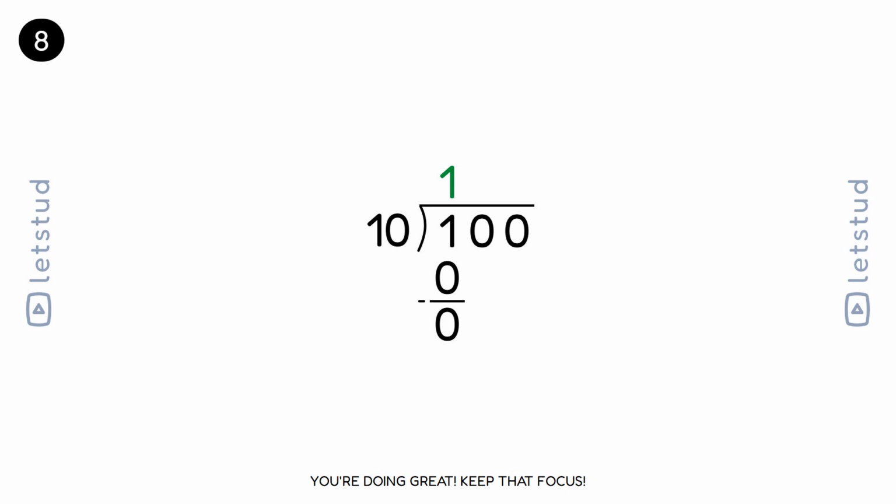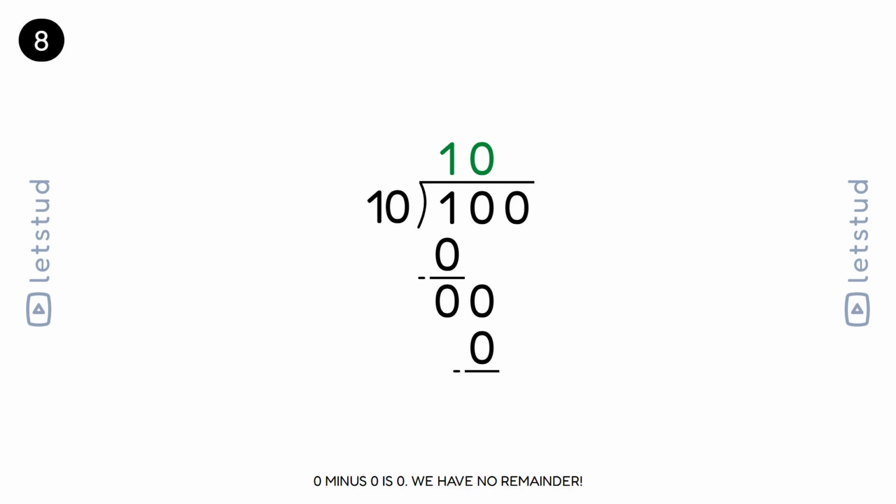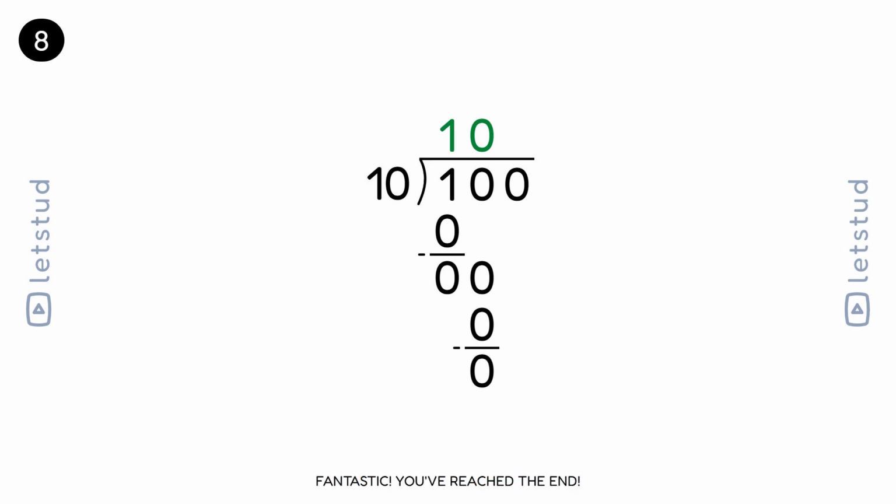Keep that focus. Now we bring down the last digit, 0. We now have 0. How many times does 10 go into 0? No more digits to bring down. 10 goes into 0, 0 times. 0 times 10 is 0. 0 minus 0 is 0. We have no remainder. Fantastic, you've reached the end.